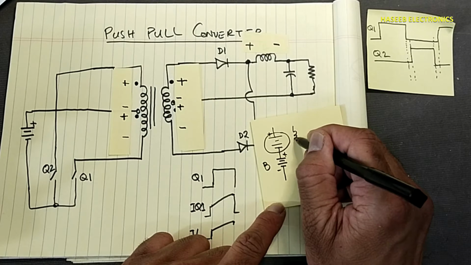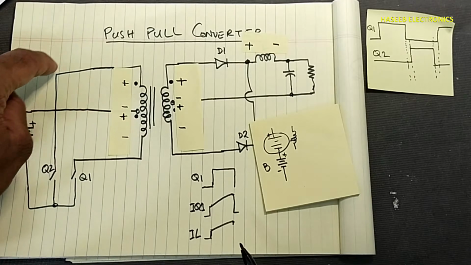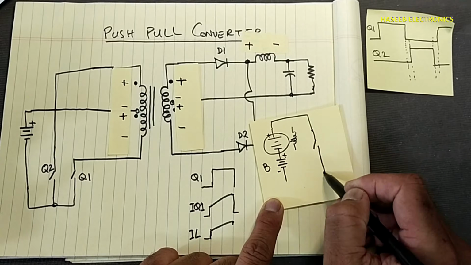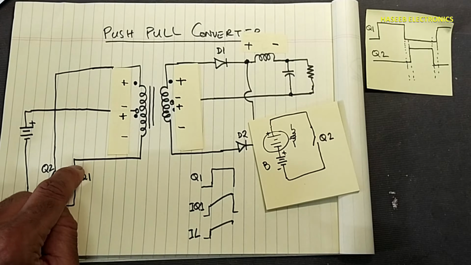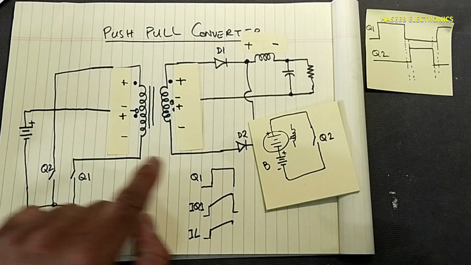This is the equivalent circuit. These positive voltages are reaching where? At Q2. So Q2 will receive double voltage stress.